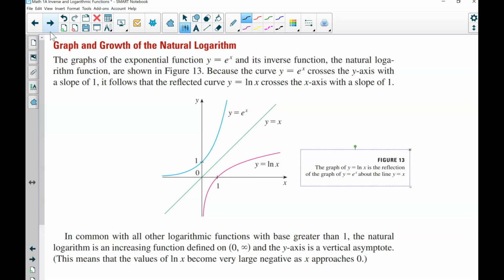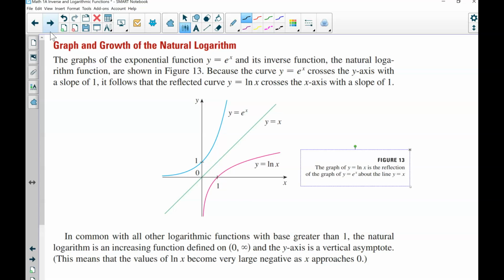Okay, now graphing growth and natural logarithm. The graphs of the exponential function y is equal to e to the x and its inverse function, the natural logarithm function, are shown in figure 13. Because the curve y is equal to e to the x crosses the y-axis with a slope of 1, it follows that the reflected curve y is equal to the natural log of x crosses the x-axis with a slope of 1.